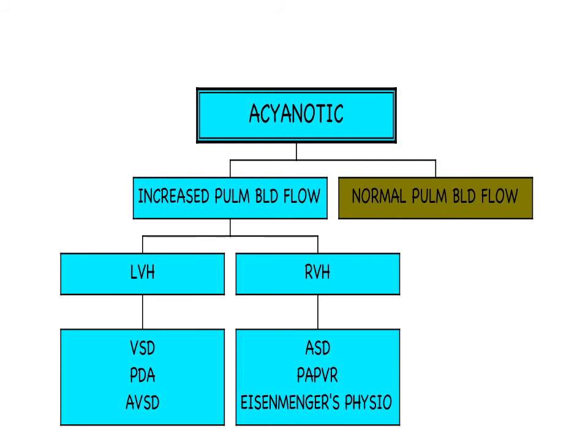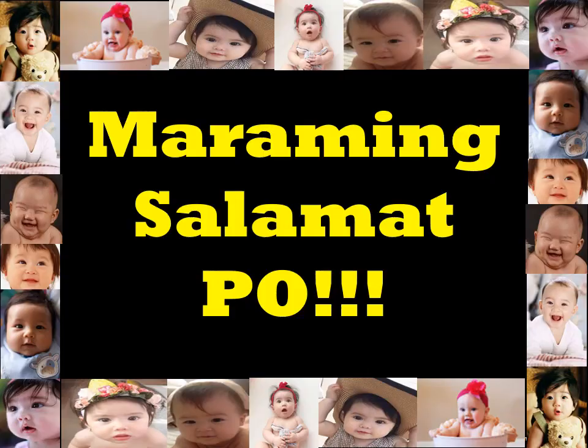Approach in the diagnosis of acyanotic congenital heart disease, you have to determine if it is increased pulmonary blood flow or normal pulmonary blood flow. If it is increased pulmonary blood flow with left ventricular enlargement or hypertrophy, think of VSD, PDA, AVSD. If it is right ventricular hypertrophy, think of ASD, PAPVR, and your Eisenmenger physiology.